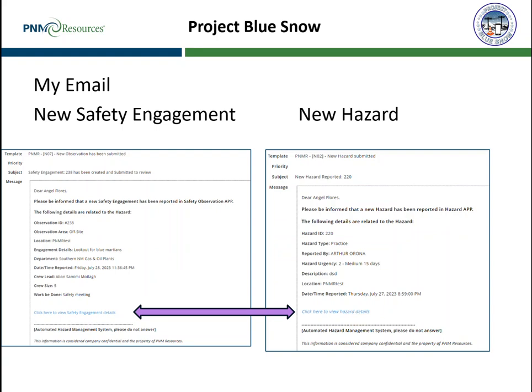This is what the records look like. You're welcome to open them up and see. They look very similar, but obviously the information's a little bit different. There are blue hyperlinks, and if you're logged into the system, when you click on that link, it will open it. If you're not logged in, it's going to take you to the login page and ask you to log in to be able to see the safety engagement details.